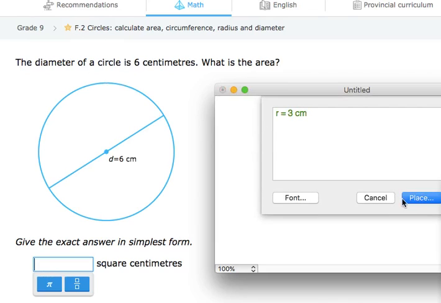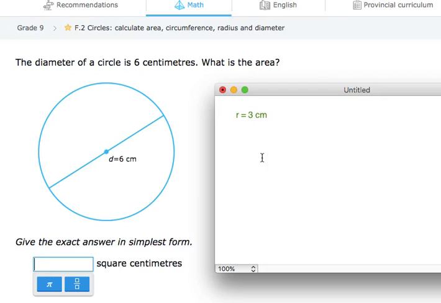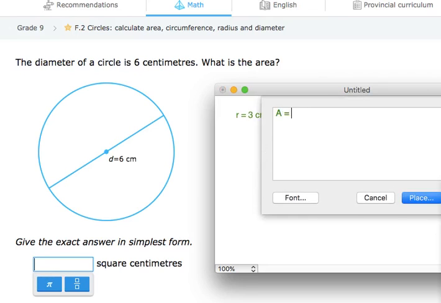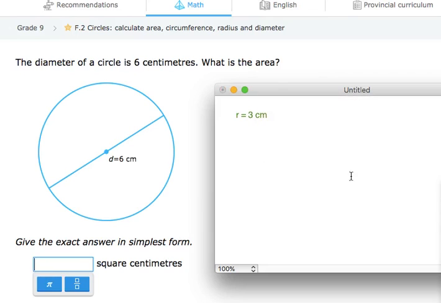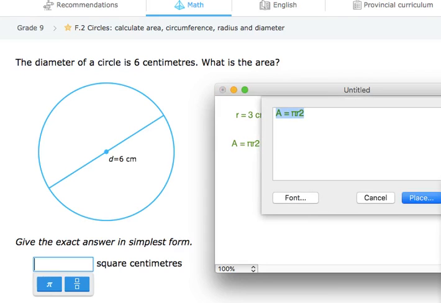And if our radius is 3 centimeters, then to get the area, I just take my formula for area, which is area equals pi r squared. And I'm going to replace the r here with 3, because that's what I figured out that it is. So I rewrite my equation. Instead of writing r, I'm going to write 3.